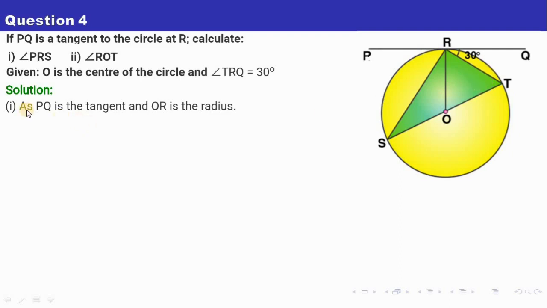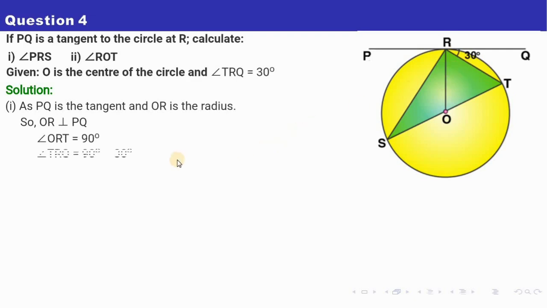Okay, so we know that PQ is the tangent and OR is the radius, right. So PQ is the tangent and OR is the radius, so I can say that OR is perpendicular to PQ. That means this full angle is how much? This full angle is 90 degree. So will we be able to find this angle? Yes. So you just need to subtract this 30 from 90 degree in order to get this angle, right.